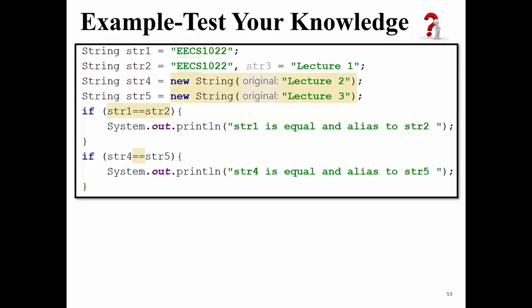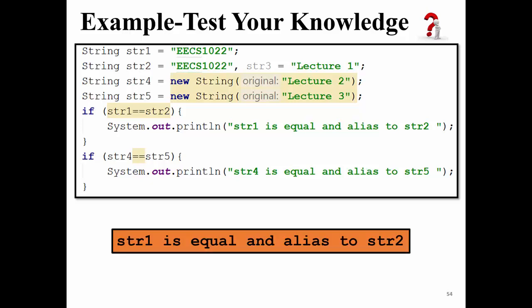What about this one? String 1 is equal to and an alias of string 2. Yes. String 4 and string 5? No. So this will only print "string 1 is equal and alias to string 2." It will not print the second message. Why? Why is it not printing the second message?